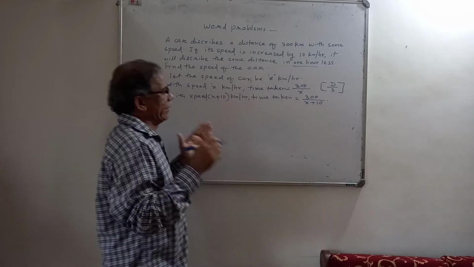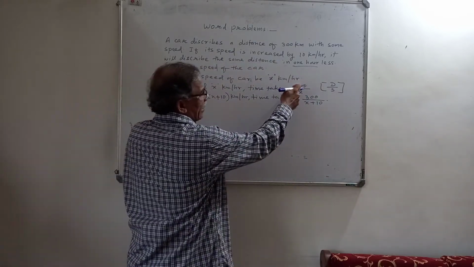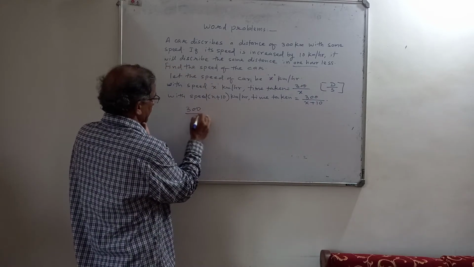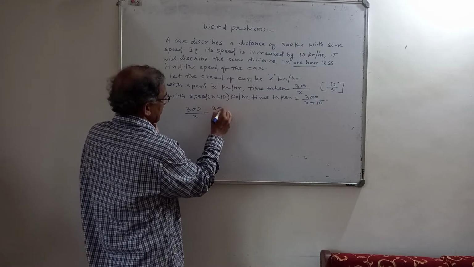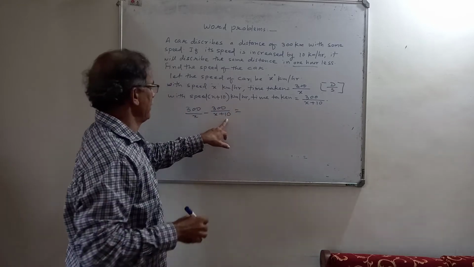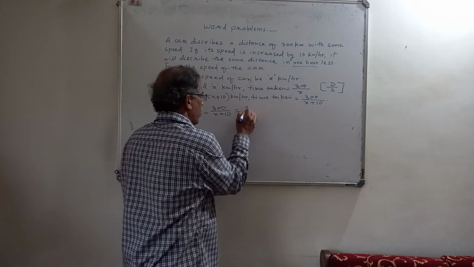So how to write mathematically now? This is greater by 1 than this. So 300 upon x minus 300 upon x plus 10. This time is less than this by 1 hour.